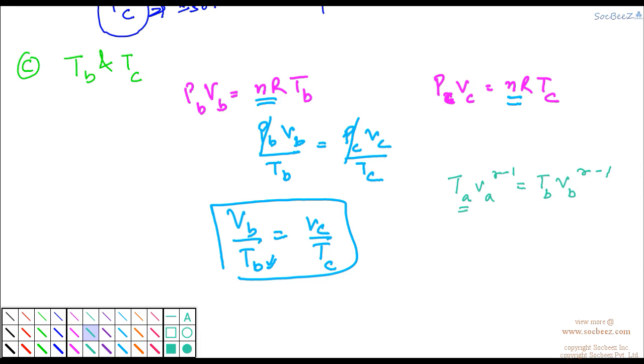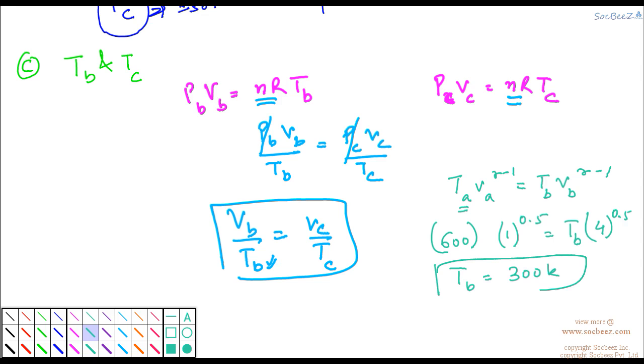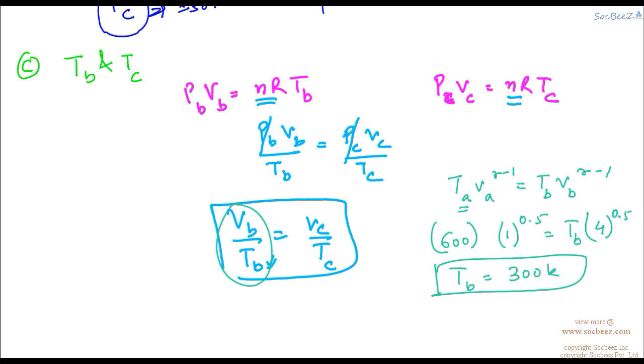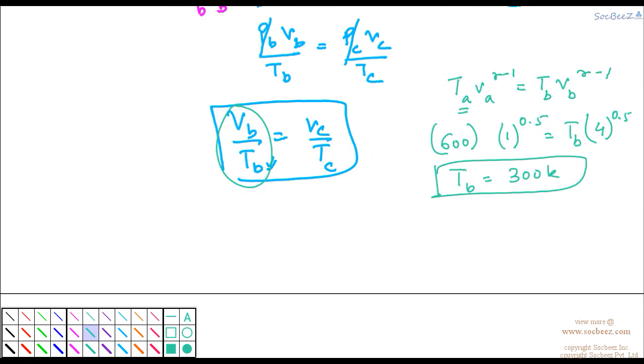So the temperature at A was given to us as 600 kelvins. So 600 into volume, which was 1 there, raised to 0.5 equals the temperature at B, which we have to find out, and 4 raised to power 0.5. So which gives us TB as 300 Kelvin. Right. So we can now plug in this value over here. So we get a relation between the two properties.